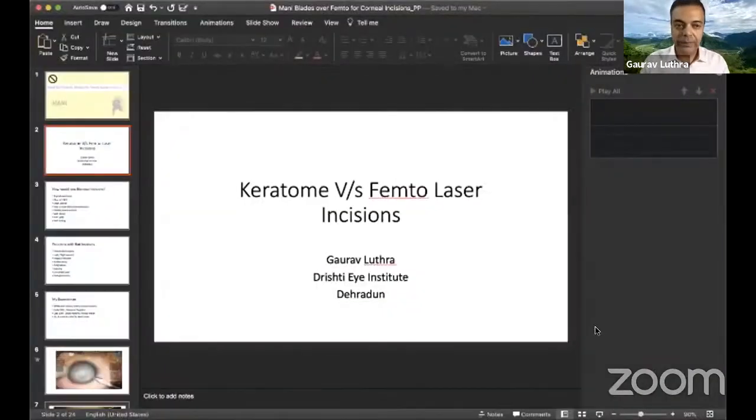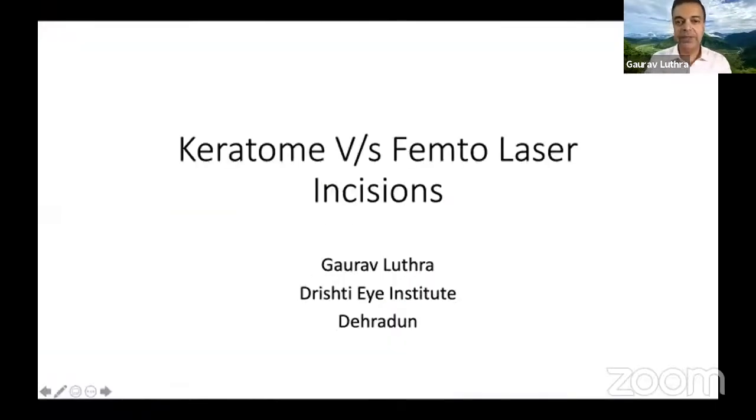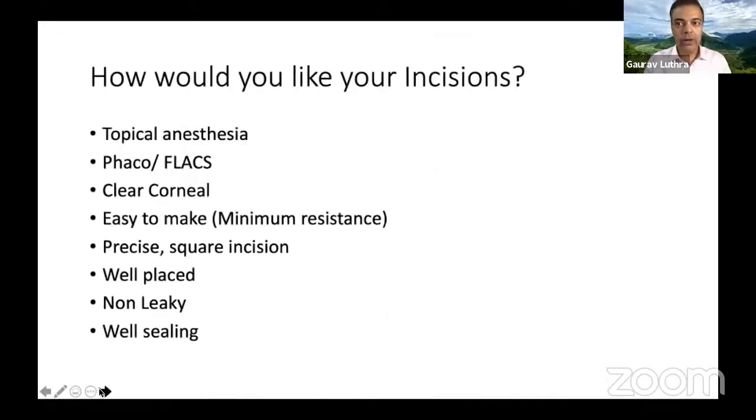I'll be sharing my experiences with making incisions with the keratomes versus the femtosecond laser. So how would you like your incisions? Now, if you do topical anesthesia, phaco or FLACS, you would probably be doing clear corneal incisions. So I'm going to restrict myself because, over the period of the last 20, 25 years, I evolved from making SICS incisions with crescent plates, onto limbal incisions and then going on to clear corneal incisions a long time back, and then evolving with the corneal incisions as well.